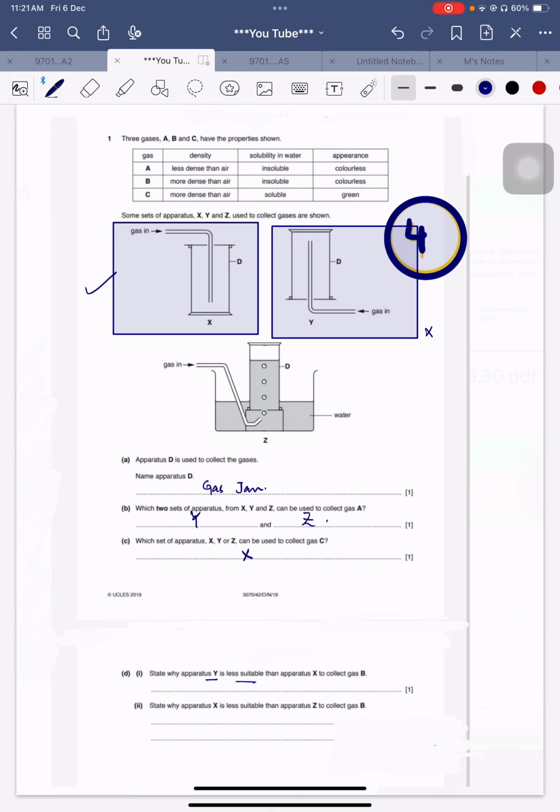Okay, so what is the answer? As B is a denser gas, it cannot be collected through X. So what I am writing here: as B is a denser gas.